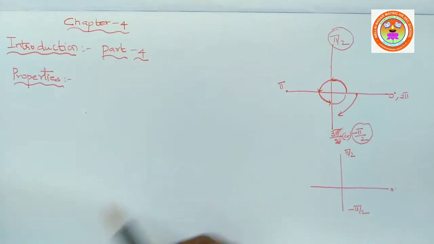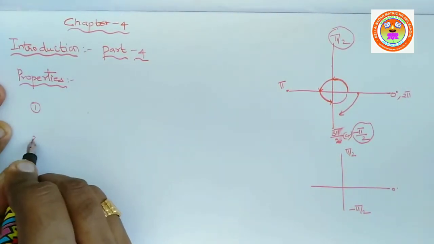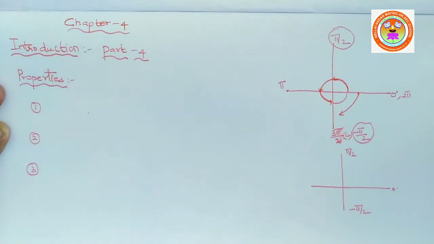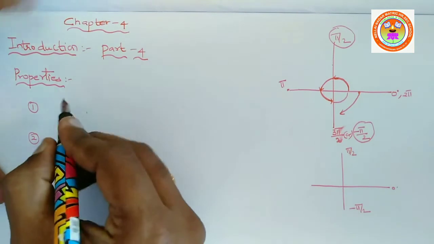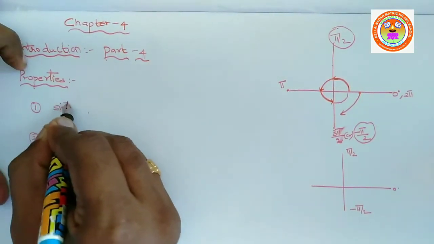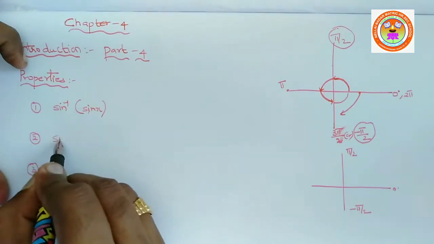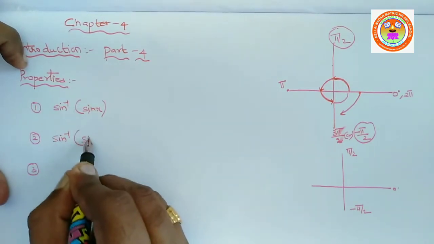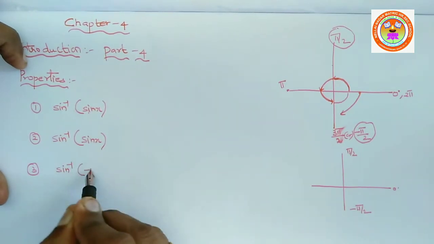Now we move towards the properties. What is the first property? See the first property, second property, third property. Totally we have only 3 properties. Please memorize the 3 properties. So the first one is sin inverse of sin x. This is the first one. Next one, sin inverse of sin x once again. Next, the final is sin inverse of minus x.